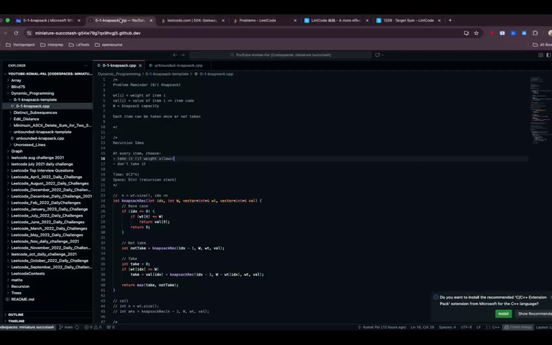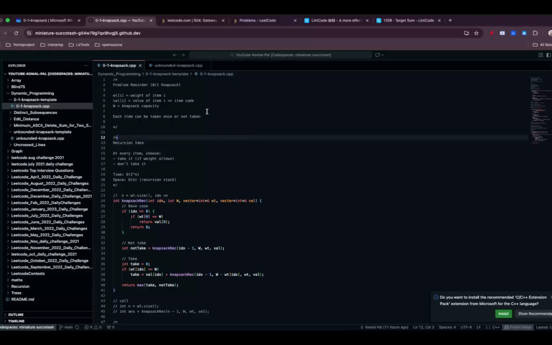And yeah, first I'll show you the template part, then we'll go ahead with the questions. So for the 01 knapsack, first we'll go ahead with the 01 knapsack only. First we'll practice that and then we'll go for unbounded knapsack.